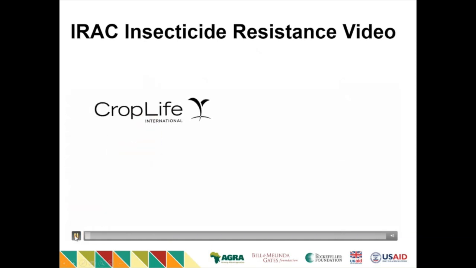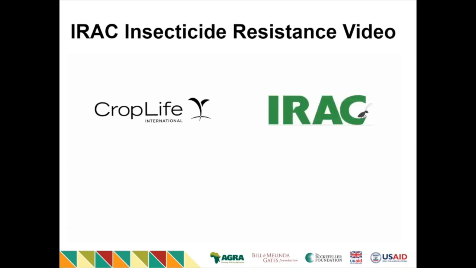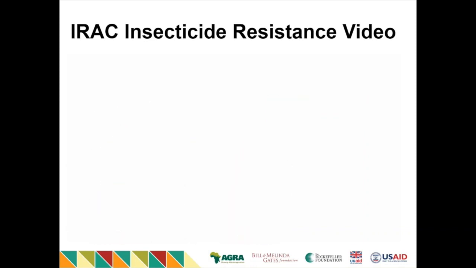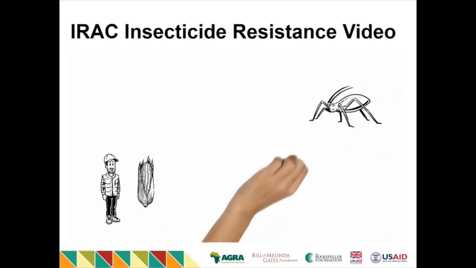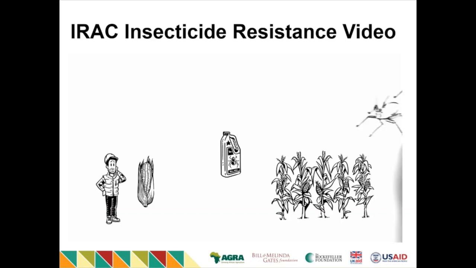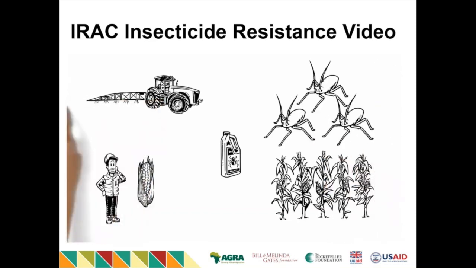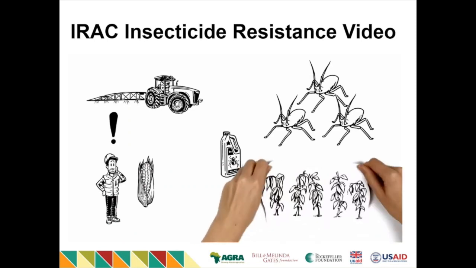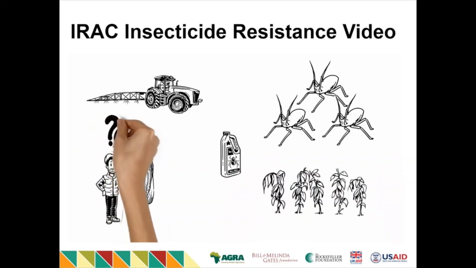CropLife International and the Insecticide Resistance Action Committee explain how to combat insecticide resistance. This farmer is called James. He loves his job and is very proud of his produce. To avoid insect damage to his crops, James has always used the same insecticide and never had a problem. This year, James is worried because his crops are infested and spraying his fields does not kill many of the insects. If this continues, the whole harvest could be destroyed. James can't understand why the insecticide that worked so well before is not working so well now.